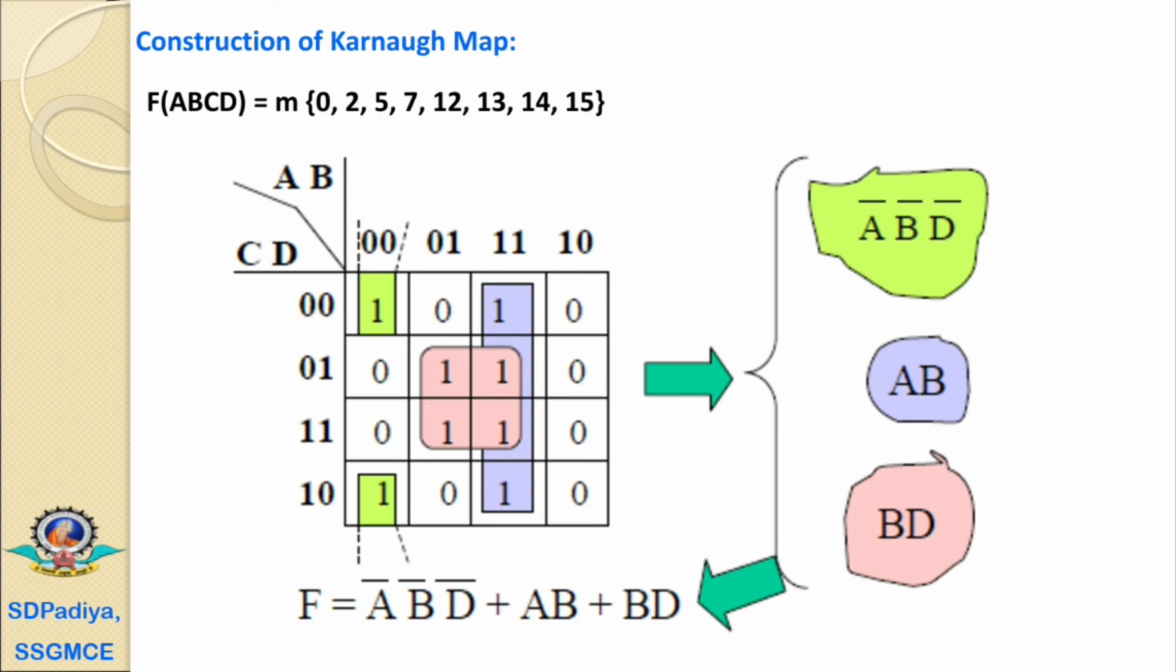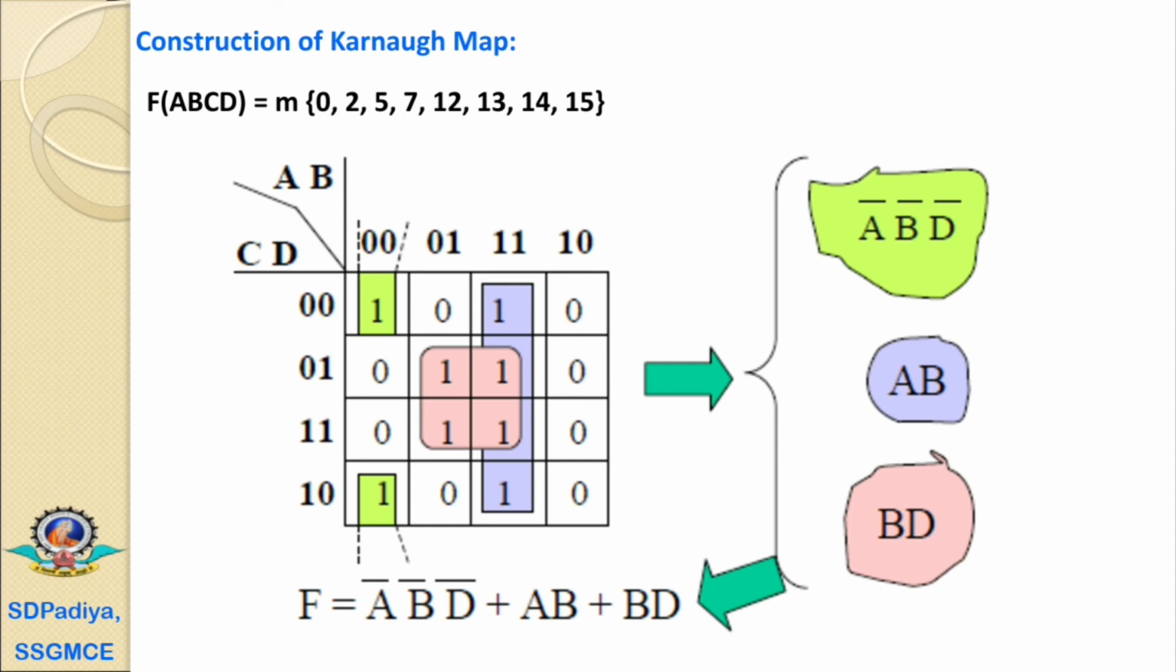The first group we can form: the one that belongs to the first row and the one that belongs to the last row. Therefore the expression for this pair: it belongs to only one column, that is 0, 0. Therefore A dash B dash, and it belongs to the 2 rows, that is 0,0 and 1,0. Therefore C will eliminate and the remaining is the D dash. Therefore it is A dash B dash D dash.